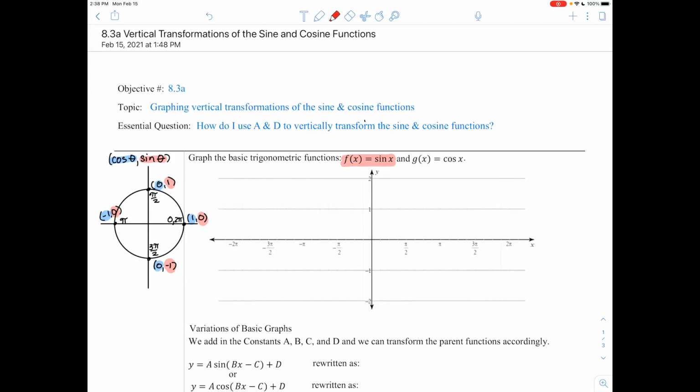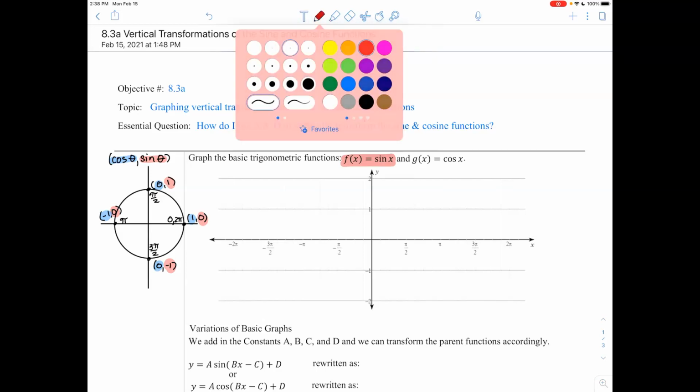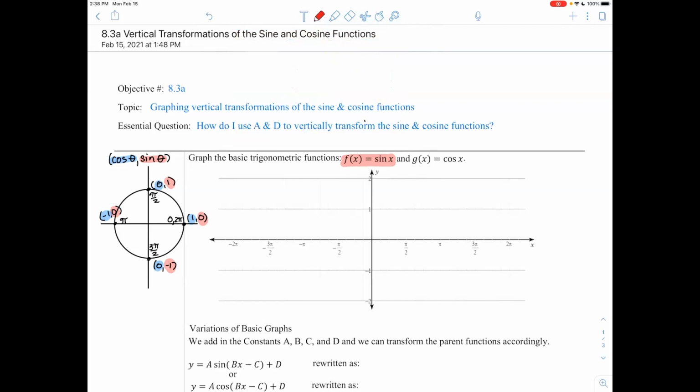Okay, and you can see over here on my unit circle that I've already color-coded my sine function values. So the sine of 0 radians is 0. The sine of pi over 2 is 1. The sine of pi is 0. The sine of 3 pi over 2 is negative 1. And the sine of 2 pi, we're back at 0.